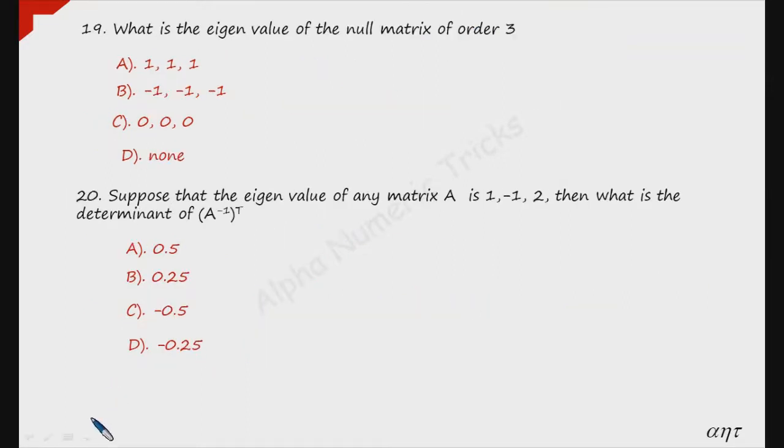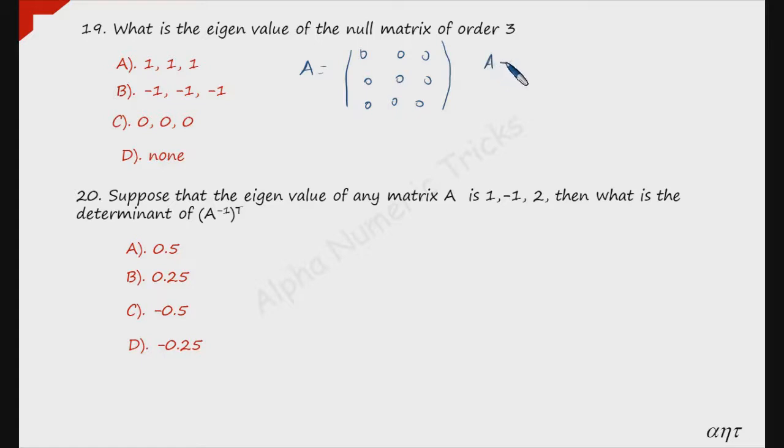And the next problem: what is the eigenvalue of the null matrix of order 3? What is a null matrix? A zero matrix, okay? The order 3 matrix is 0, 0, 0, 0, 0, 0, 0, 0, 0. This is the null matrix of order 3, but we have to find its eigenvalue. How will you find the eigenvalue?